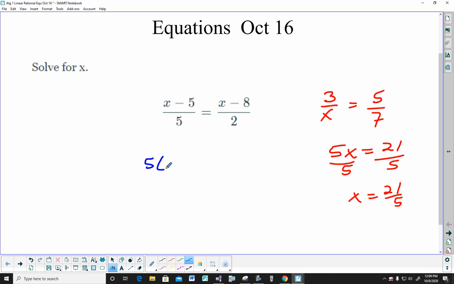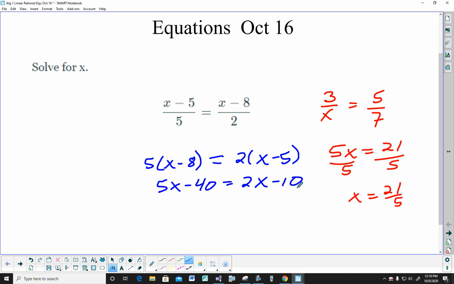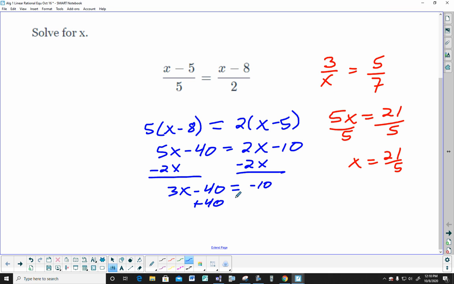Yeah, okay, it's a little more ugly, without a doubt, equals 2 times everything that's up there. And now you distribute inside, and now you have to collect like terms. So I'm going to start by subtracting the 2x from both sides, and you get 3x minus 40 is equal to negative 10. So now I'm going to add 40 to both sides, and you get 3x is equal to 30, then divide by 3, and you get x is equal to 10. Cha-ching!